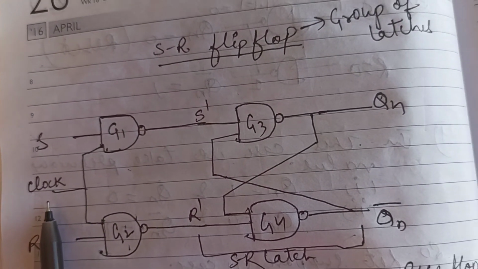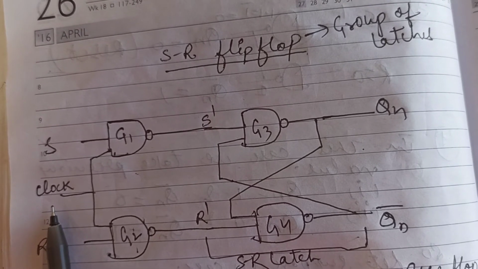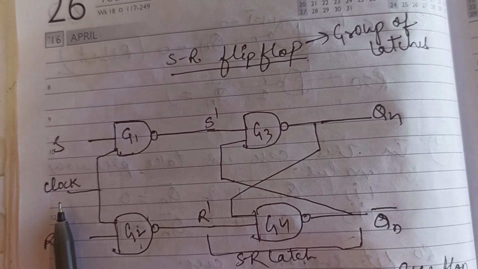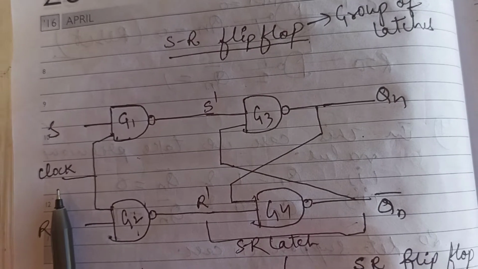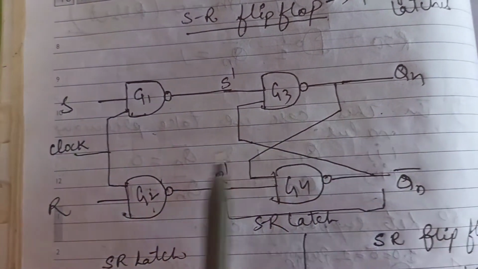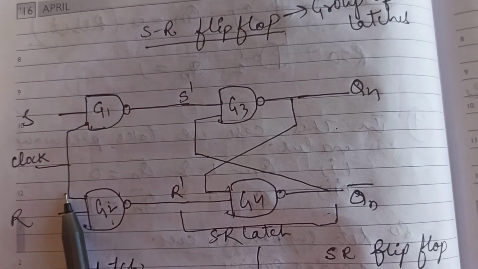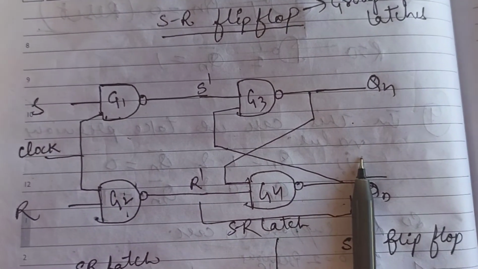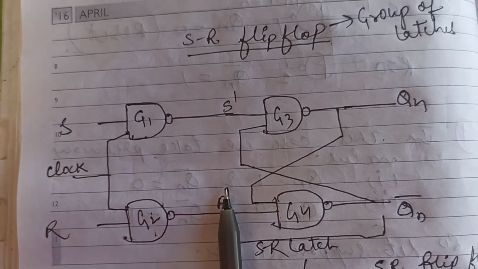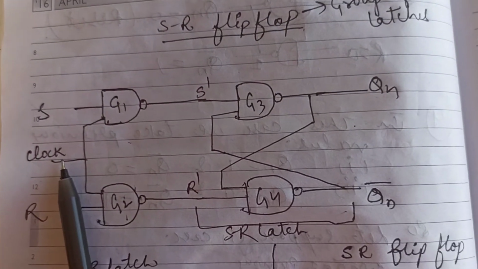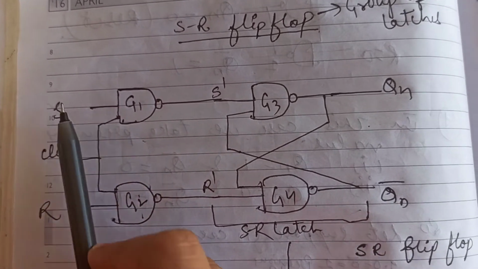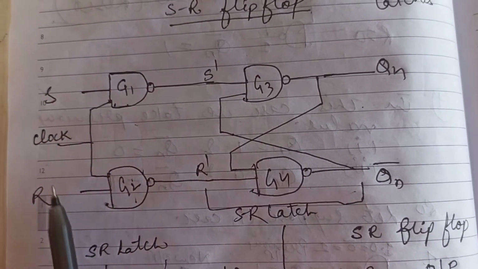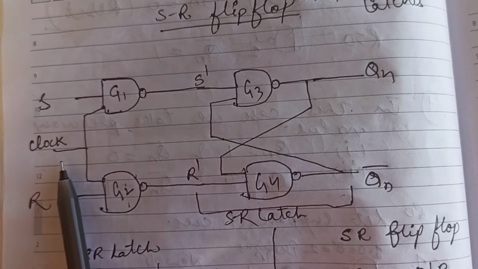Here the clock is necessary. In the case of flip-flop, clock is required. If the value of the clock is 1, then this circuit will work. If the value of the clock is 0, then this whole circuit will not work. The whole circuit depends upon this clock signal. Here these are the two inputs, S and R, and one is the clock input. This is the main required input.